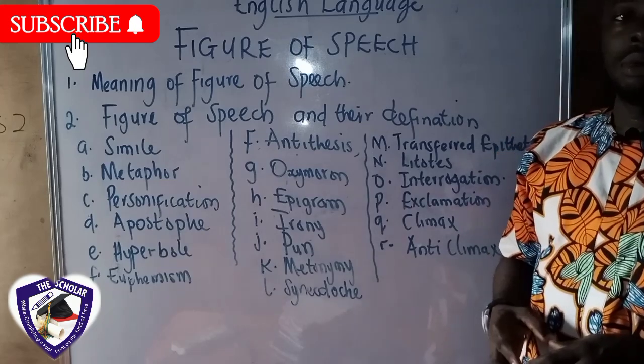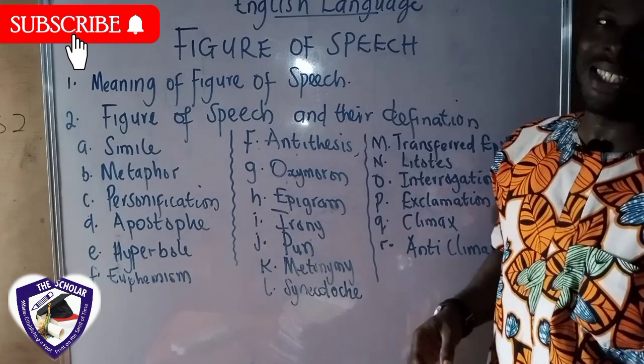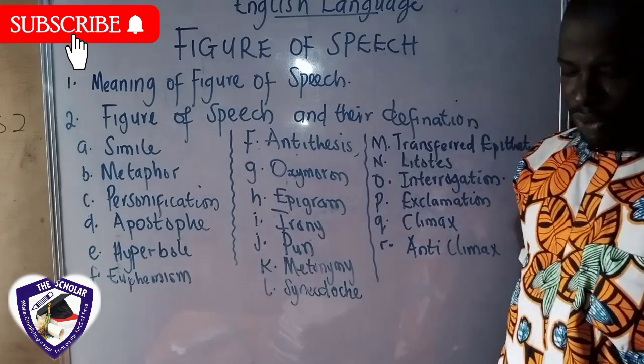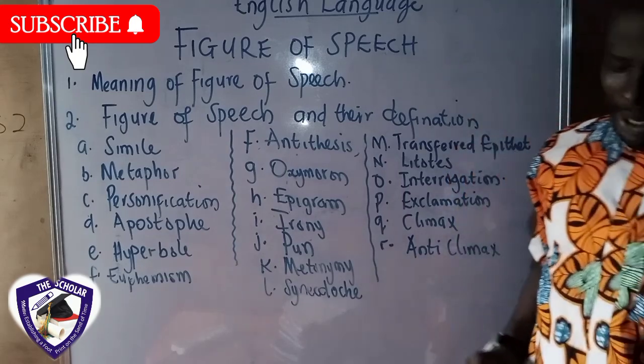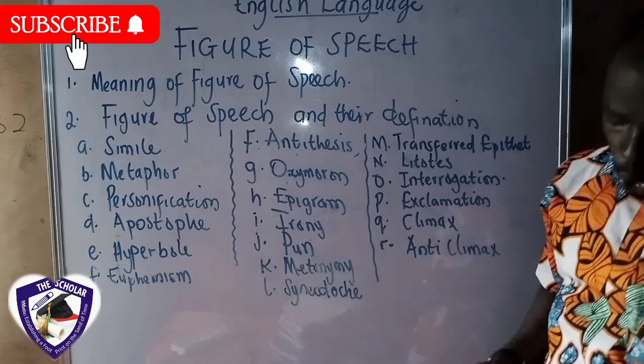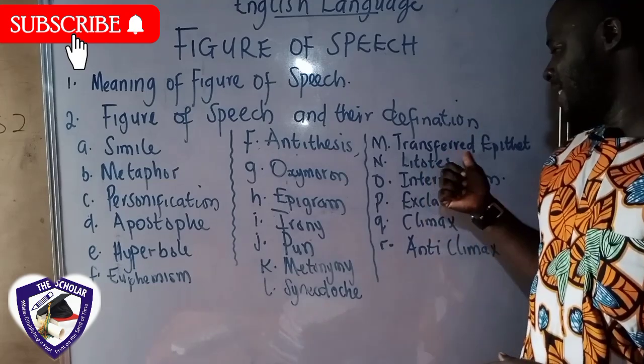Then at the same time, we can also say that uneasy lies the head that wears a crown. Uneasy lies the head. Is it the head we're referring to? No, we're referring to the person. And that is what we refer to as synecdoche. This is used to express a part of the whole or a whole for the parts. If that one is clear, we take transferred epithet.